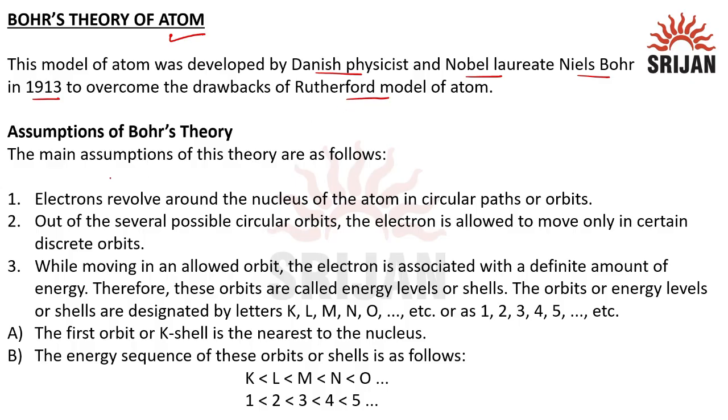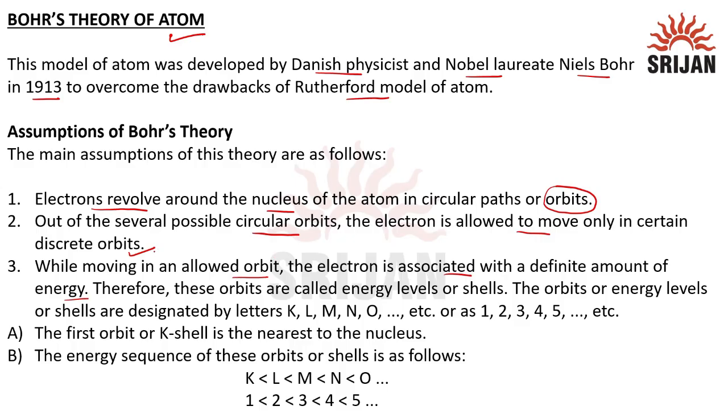The assumptions are: first, electrons revolve around the nucleus of the atom in a circular path known as the orbit. This is the first assumption of the Bohr model of atom. Second, out of the several possible circular orbits, the electron is allowed to move only in certain discrete orbits, right? Third, while moving in an allowed orbit, the electron is associated with a definite amount of energy.